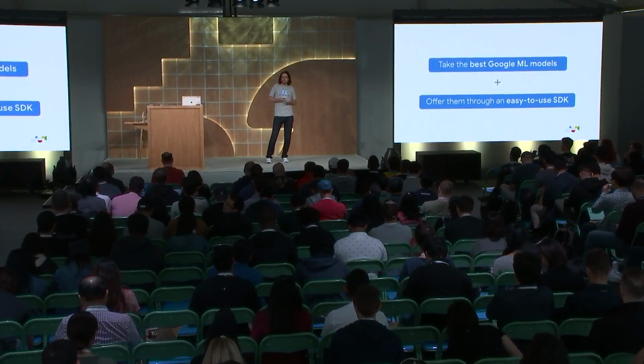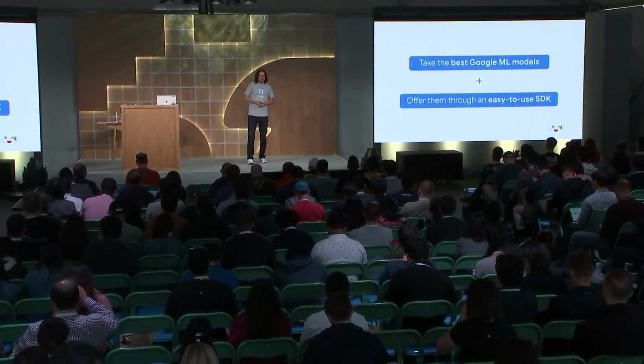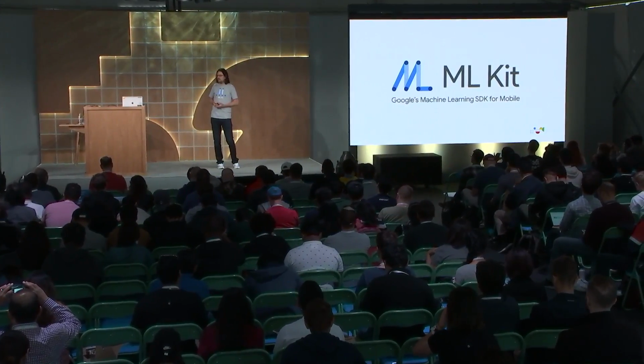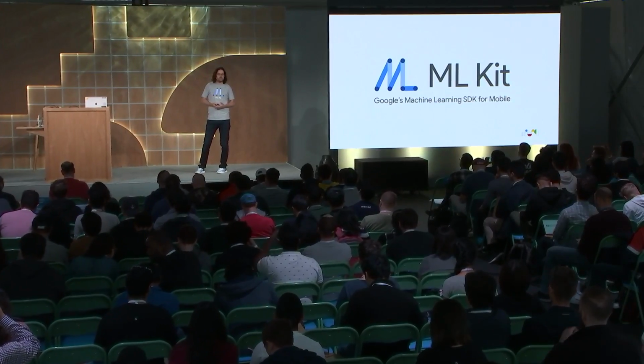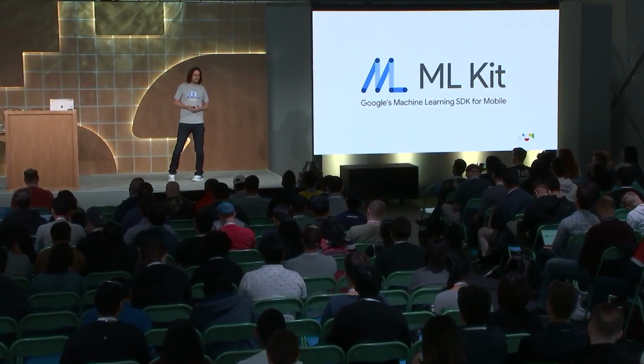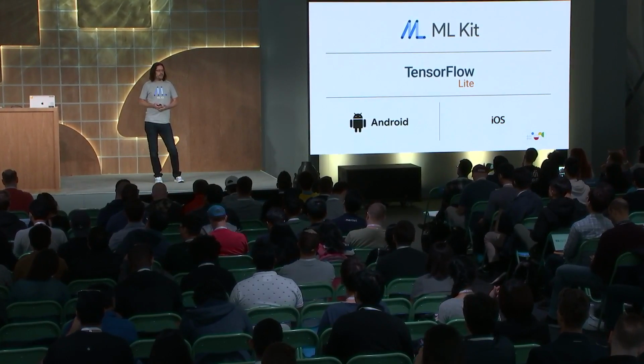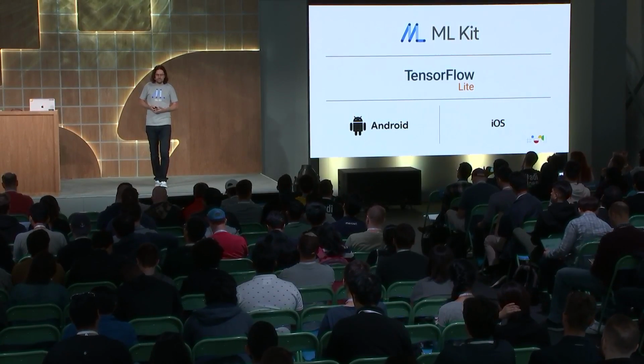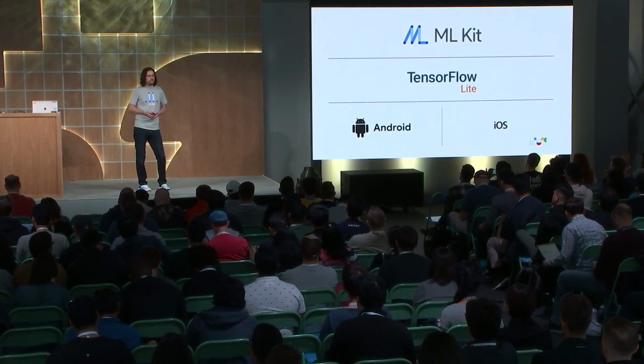We looked around Google and saw that there were a lot of powerful ML models being developed as part of Google research. And so the next step was actually rather obvious. Why not take these models, wrap them in a nice, easy-to-use SDK, and provide them to you? So that is how MLKit was born. MLKit is Google's machine learning SDK for mobile. It is built on top of the TensorFlow Lite runtime and is available both for Android and iOS.